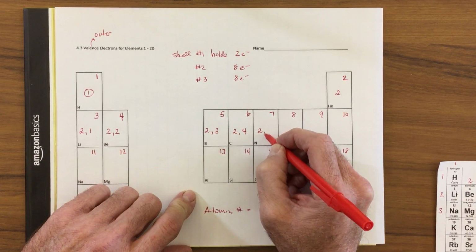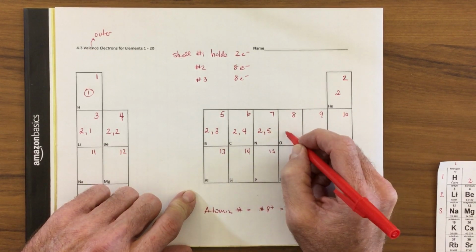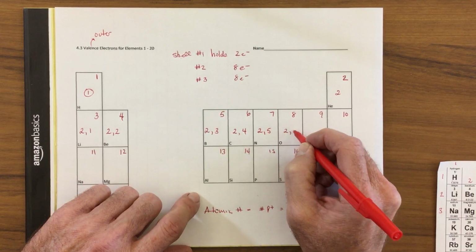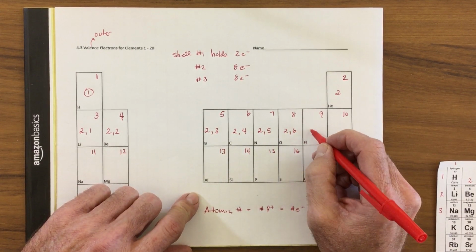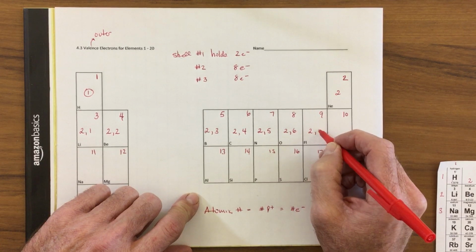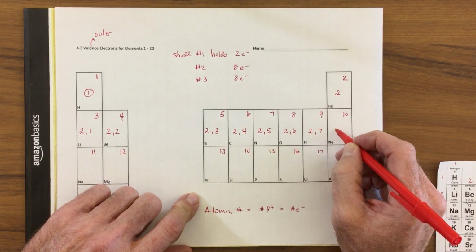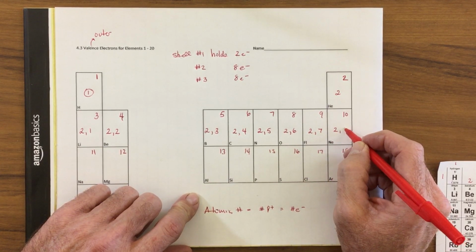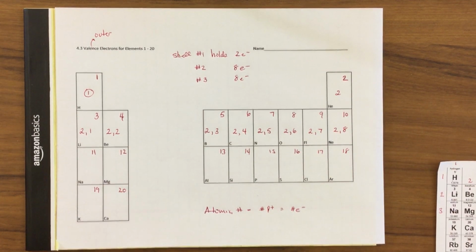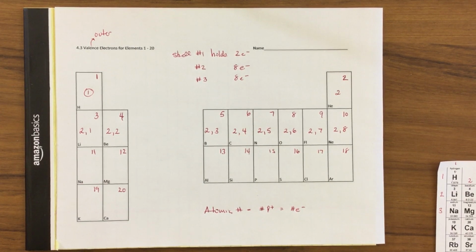So there's going to be 2 and 5, 2 and 6, 2 and 7, then 2 and 8. So if there are any more electrons, they cannot fit in the first shell, they cannot fit in the second shell, they're going to have to go into the third shell. The third shell can also hold up to 8.